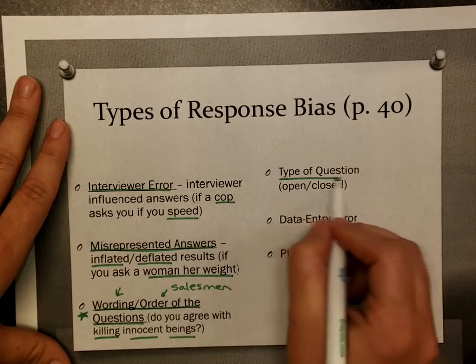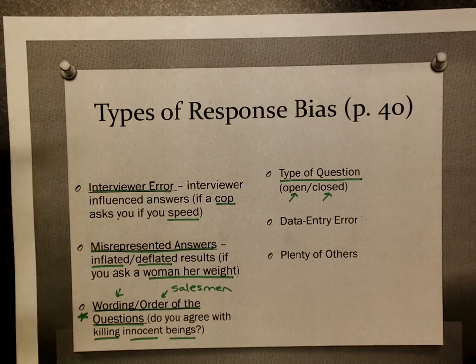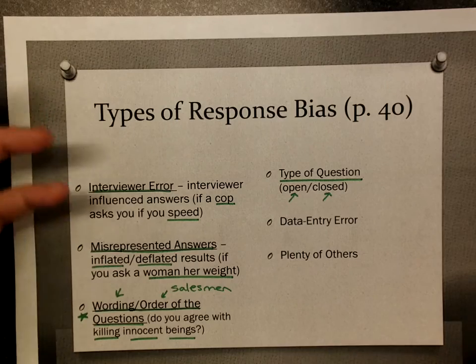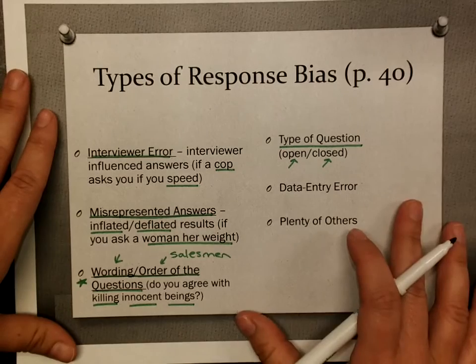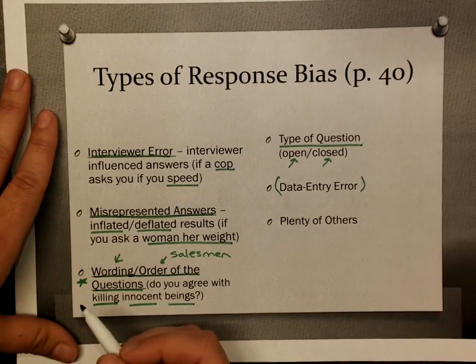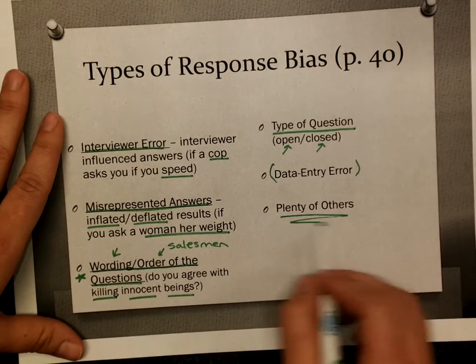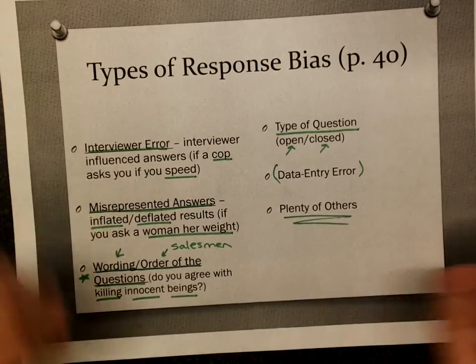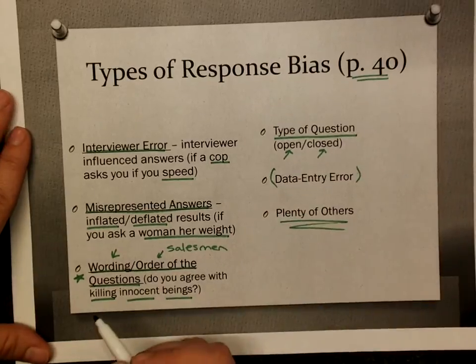Then there's just the type of question, an open question or a closed question. If they make you answer yes or no to something that's not necessarily a yes or no type of question, then that can influence your results. There's also just human error. That happens. The data is not entered correctly, so then bias results. And there's a ton of others. Again, don't stress about all the different kinds. Just know that there's a lot of different ways bias can occur. So that one's quick. That's all section 1.5 is.